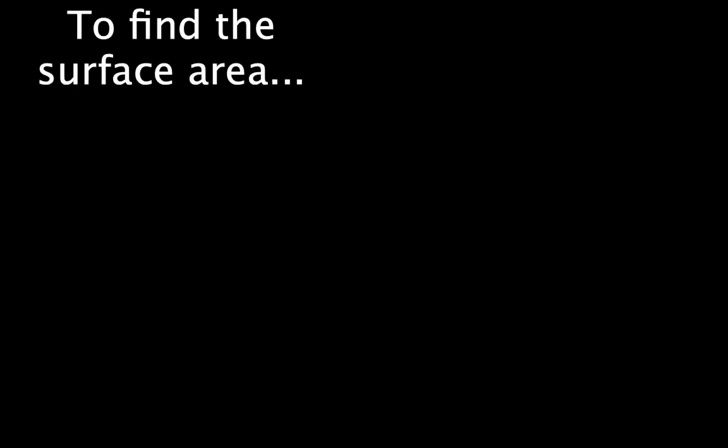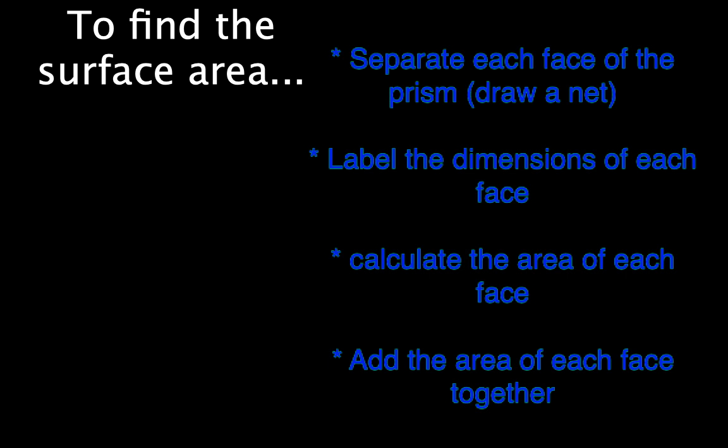Before we calculate the surface area of prisms, I'm going to give you 4 strategies to help you be successful with calculating the surface area of prisms. The first strategy, separate each face of the prism. What I mean by that is pull each face that makes that prism up off. So it's no longer one 3D shape, but several 2D shapes.